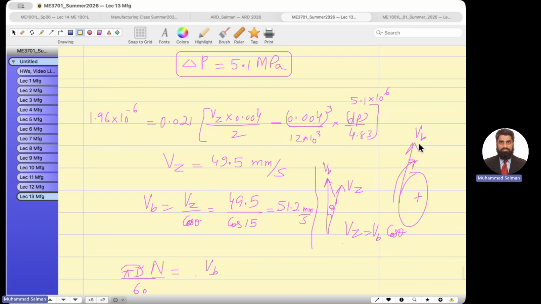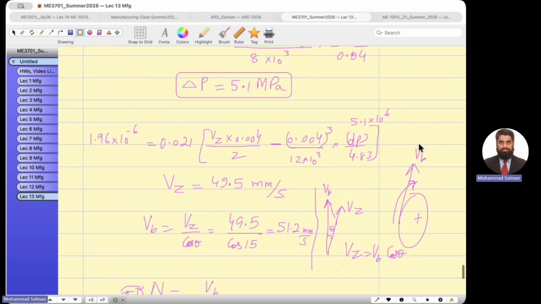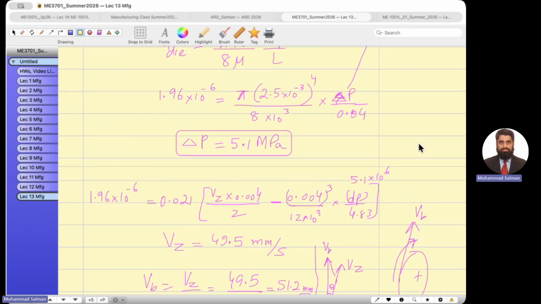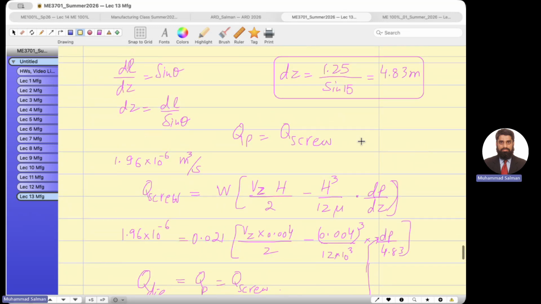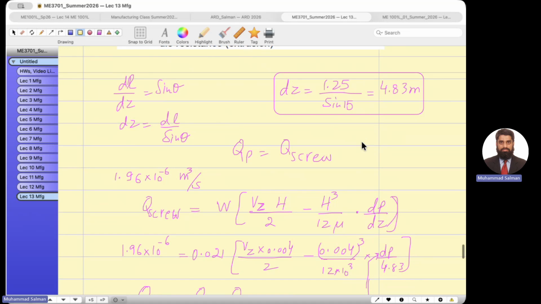Do you understand that question? It's a little lengthy, but if you go slowly and plug in the variables which are hidden somewhere in the data, some missing in the calculation, you have to apply 3 or 4 equations. Mostly the Q flow, Q die, Q flow in the screw, which is the flow in the screw equals the die to the product.